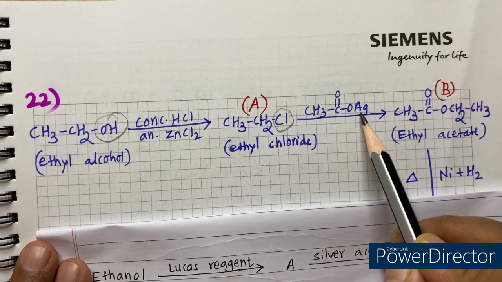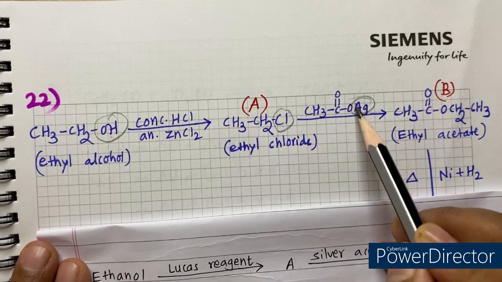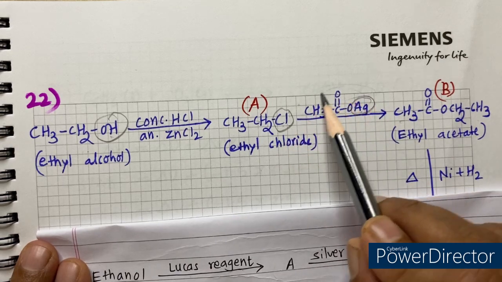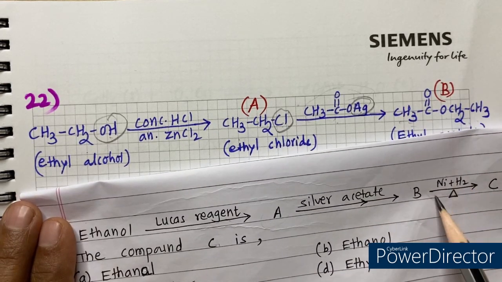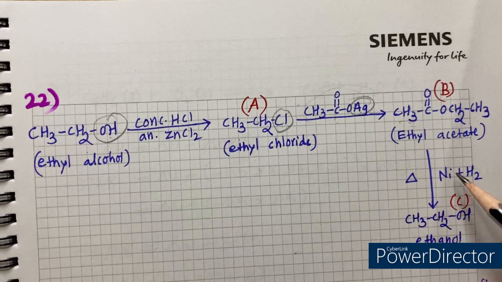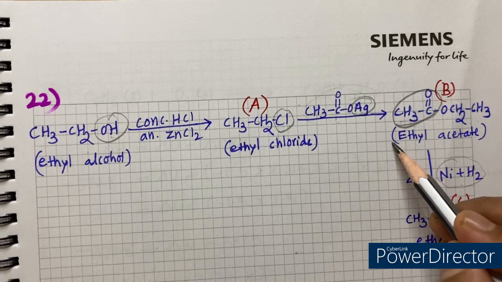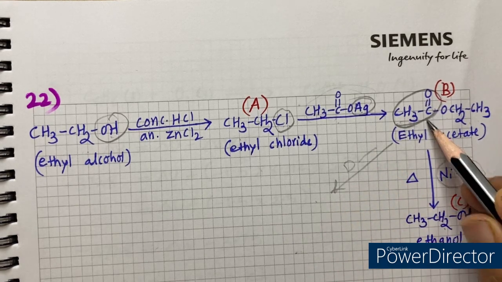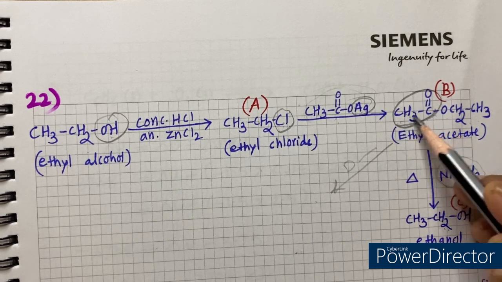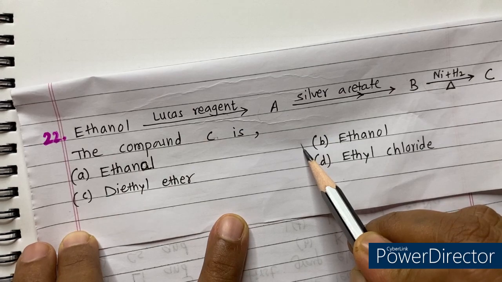silver acetate, this one here. You know that sodium, potassium and silver have a great affinity for halogen. This removes the halogen and joins here, it gives an ester, because this is a silver salt of an acid and this is an alkyl halide. This is an ester. This on reduction, the reducing agent here is nickel and hydrogen. By using this reducing agent, ester is reduced to the corresponding alcohol. This alcohol is formed. Remember, if the reducing agent DIBAL-H is used, then it gives aldehyde. Here the reducing agent is this one, therefore the product is alcohol, and the corresponding alcohol, that is ethanol, is formed. Not ethanol, that is, answer is B.